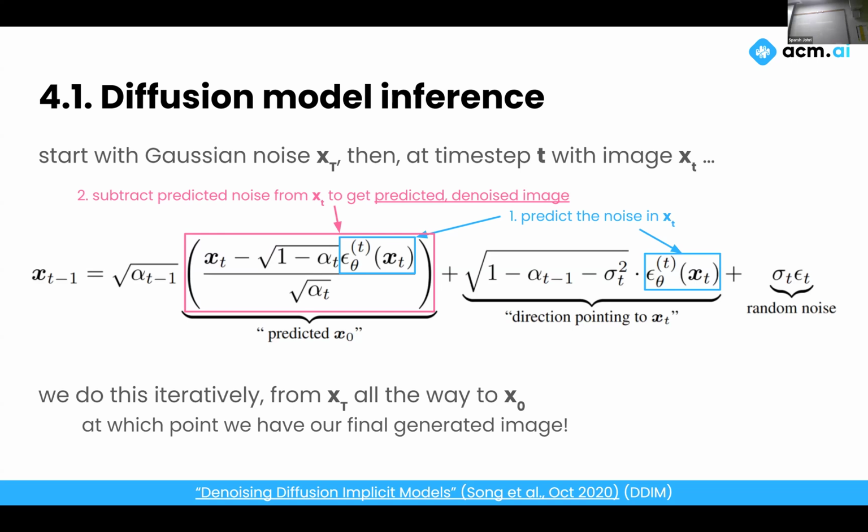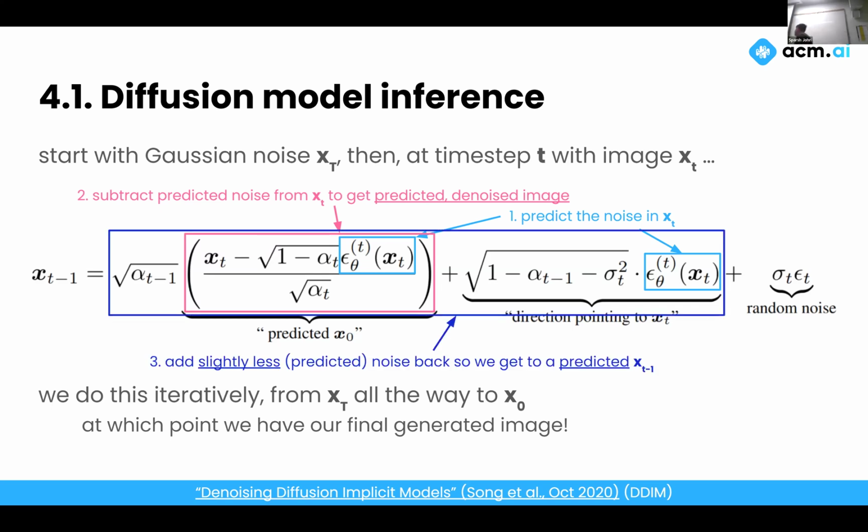So what we want to do is somehow scale our noise out and give the model more chances to predict what the final image is. Specifically, the way to do so is we want to add slightly less predicted noise back so we get to the predicted x of t minus 1. To reiterate, when we're at x of t, I want to say first, what is the model's predicted noise that I've added to this image.